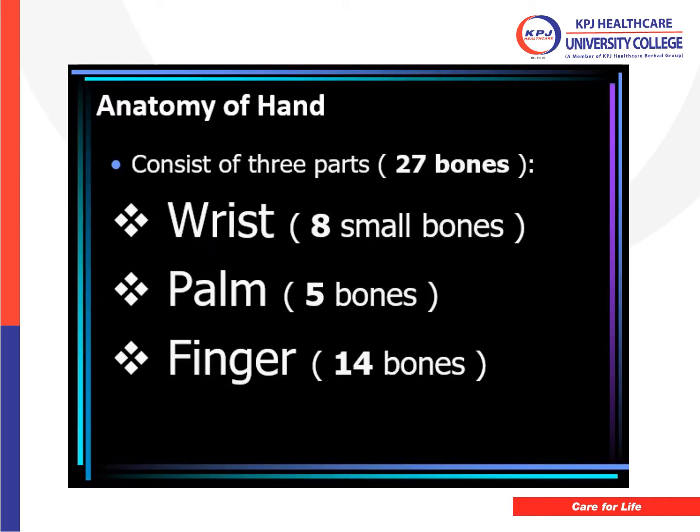Alright, the anatomy of the hand consists of three parts. All together it consists of the wrist, the palm, as well as the fingers, and contributes to a total of 37 bones. It is divided into the wrist, which has 8 small bones, the palm, 5 bones, and the fingers, which consist of 14 bones.